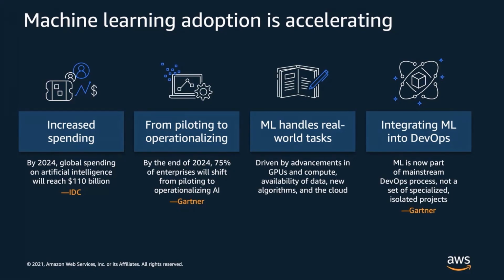That's a huge shift. Meanwhile, we're seeing machine learning handle real-world tasks, such as exploring new algorithms that are making it more available. Open source tooling and the cloud are all giving us the capability to have machine learning do these new tasks. And finally, ML is no longer something that's happening on the side within an enterprise. It is integrated into mainstream IT, and it is integrated into development operation processes.